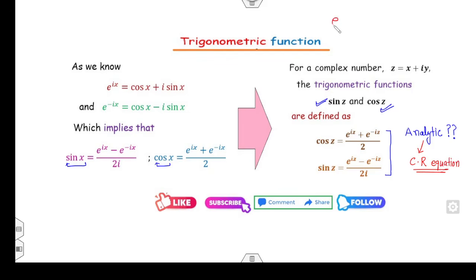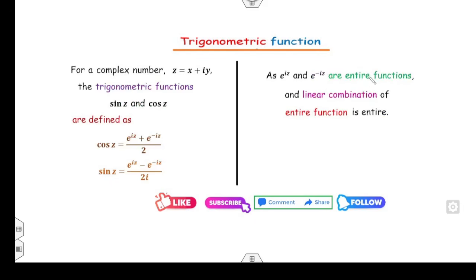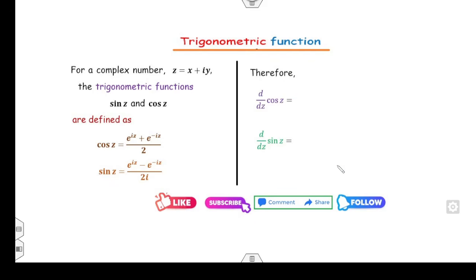Otherwise, the second way is we all know e raised to the power z is an analytic function, as we discussed in our last lecture. If e raised to the power z is analytic, then e raised to the power z and e raised to the power minus iota z are both analytic functions, also called entire functions. Once two functions are entire, their linear combination is also an entire function. Therefore, from equation number 1 and equation number 2, we can say cos z and sin z are also entire functions. Once the functions are entire, we can define their derivatives.